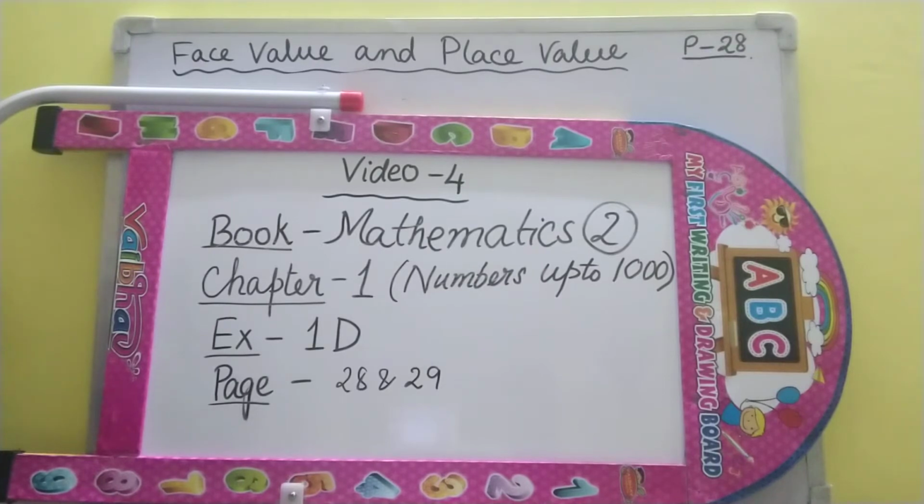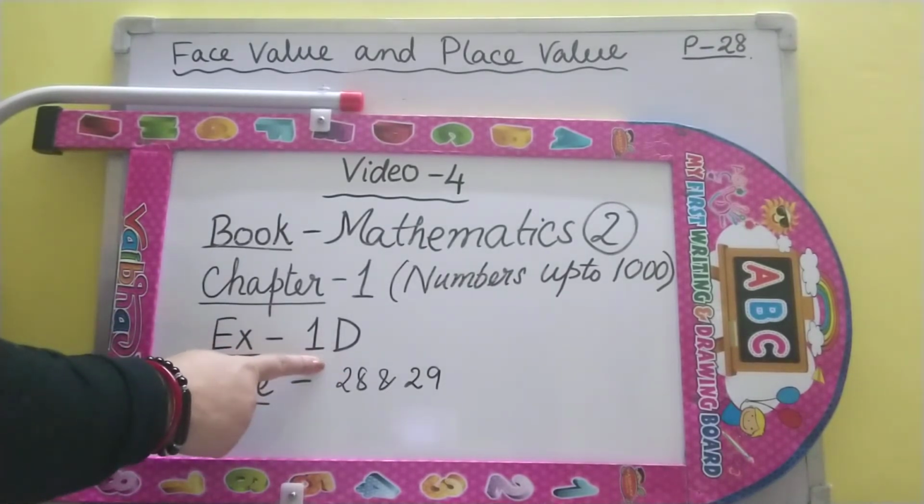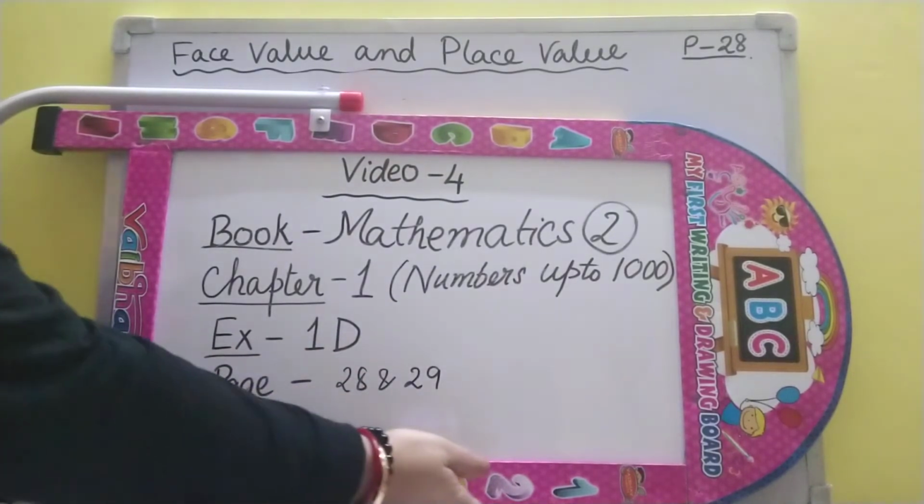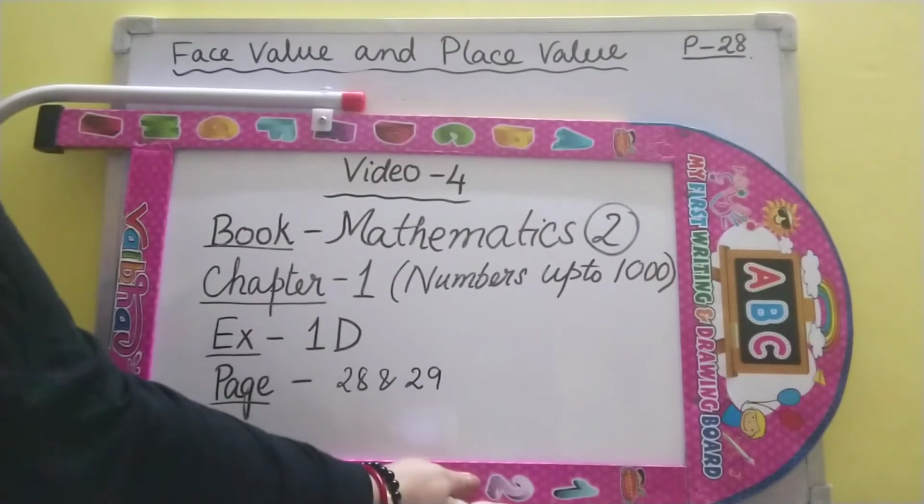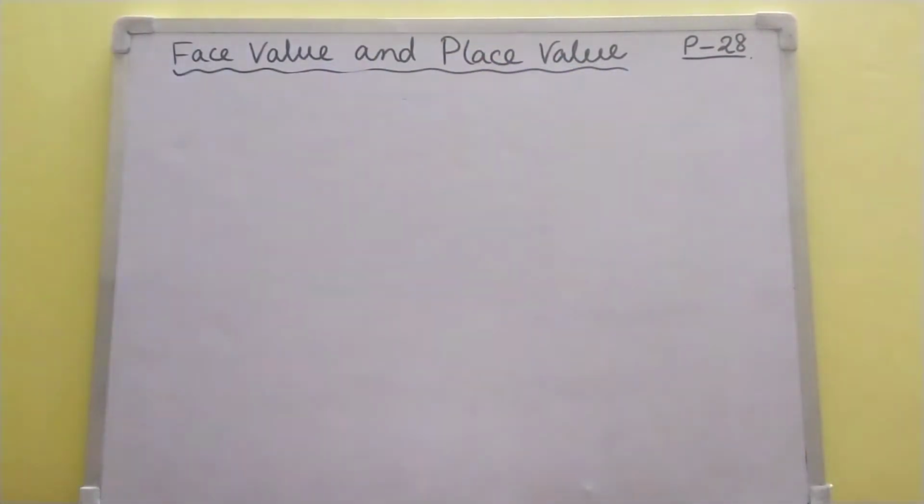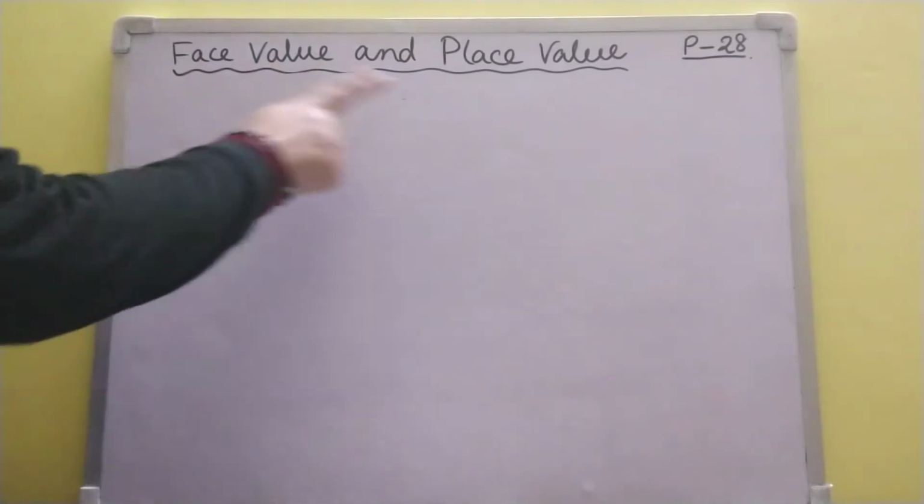In this video, I'm going to explain exercise D, page number 28 and 29. Now take out page number 28 from your textbook. Today I am going to tell you about face value and place value of a digit.